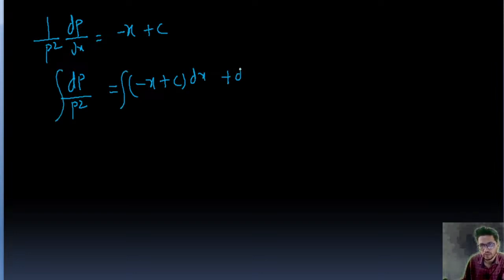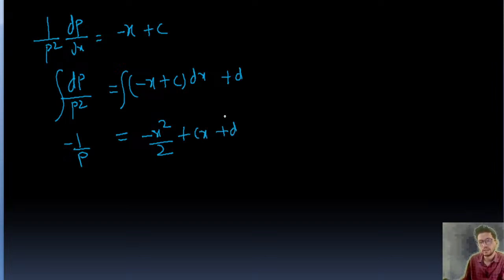Integration plus one constant d. So if we solve this, this is going to be differentiation, right? This is going to be minus 1 upon p, right? Differentiation of integration of dp upon p square, or integration of 1 upon p square dp. Okay, and this is going to be minus x square by 2, right? And this is plus cx plus d.